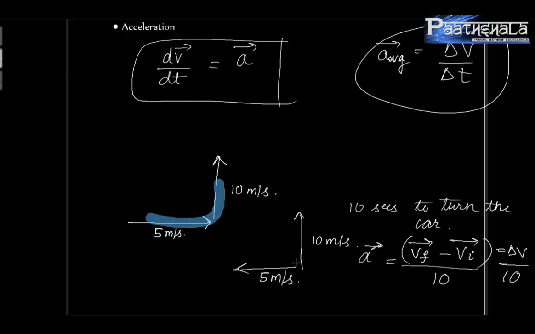So what is the magnitude of this vector? The magnitude of this vector is under root 10 square plus 5 square. So it's under root 125, which is equal to 5 root 5. So acceleration is going to be equal to 5 root 5 whole divided by 10, which is root 5 by 2 meters per second square. Okay, this is one such example.